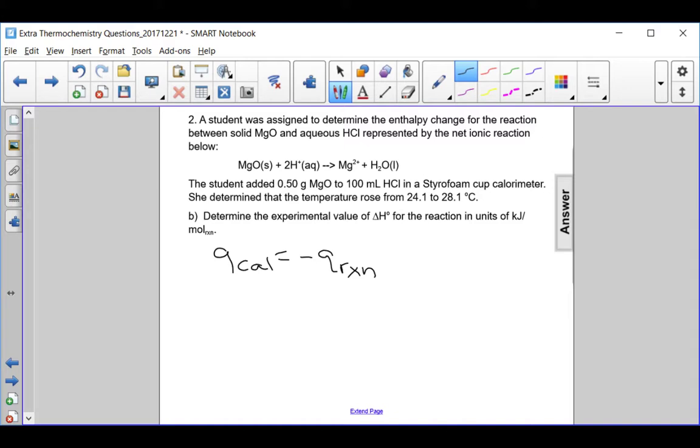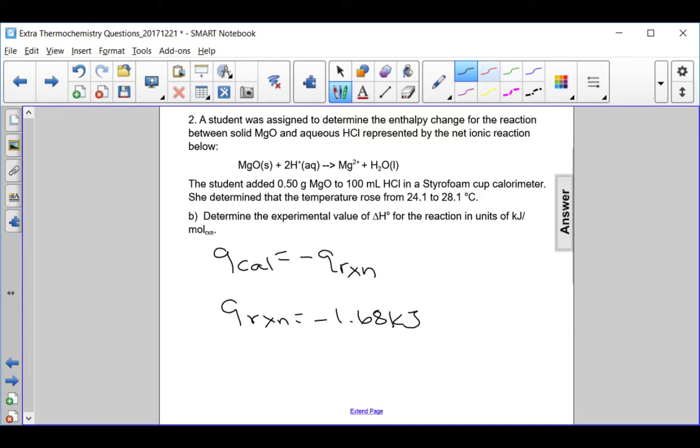Okay, so that means that Q for the reaction is negative 1.68 kilojoules based on our answer to part A. And we need per mole.